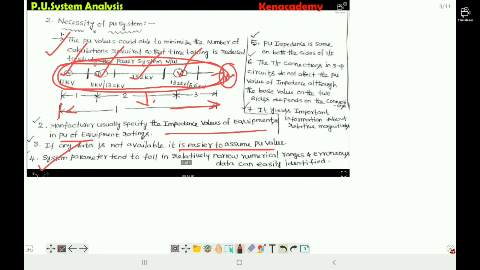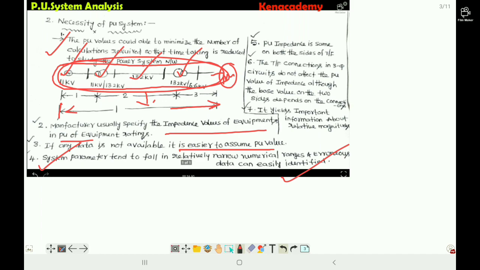Next, one more necessity, you concentrate. If any system is represented in per unit, then for a particular system the range of values becomes very narrow. When the values are in a very narrow range, if any erroneous data, in the sense incorrect data, is present, that incorrect data can be easily identified. This is one more necessity.